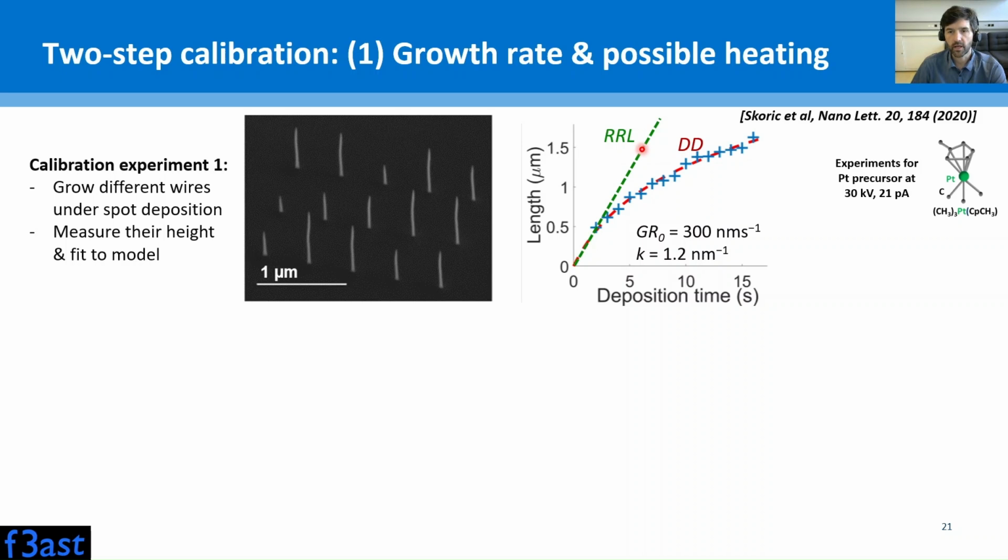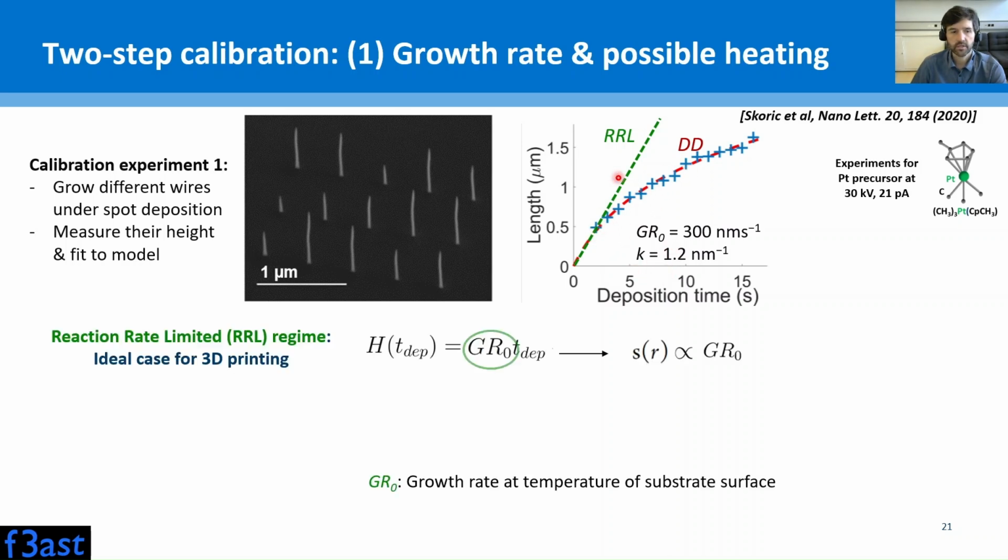If we were in the reaction rate limited regime, which is ideal for 3D printing, we would obtain a direct linear relationship. So we would have a constant growth rate. But because we are in the desorption-dominated regime, we have a sublinear dependence where the higher deposition times involve higher heating. This is something that our model is going to take into account in both cases.